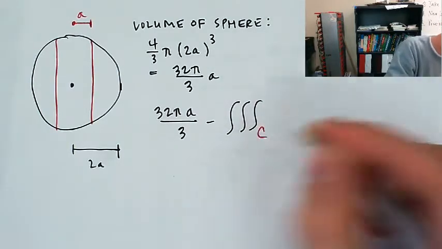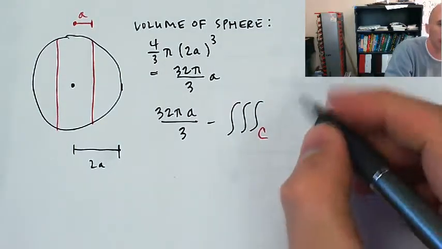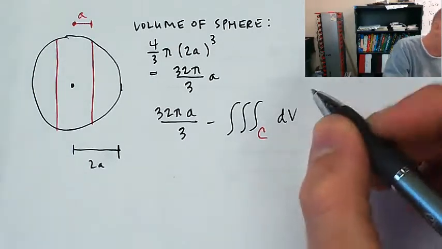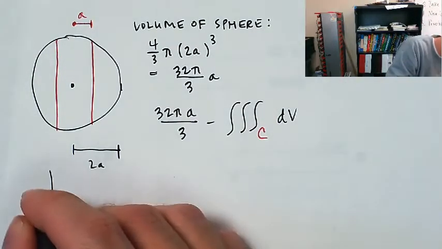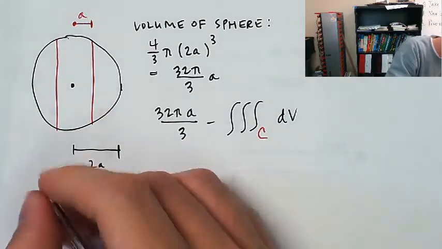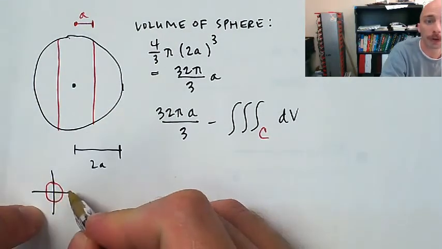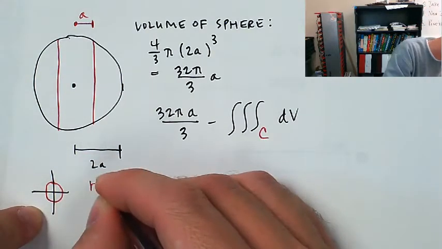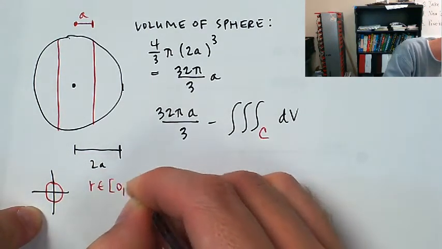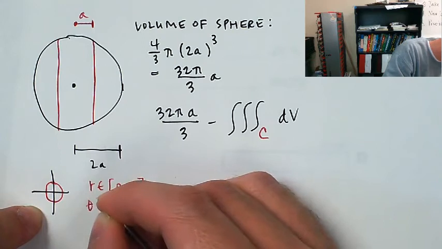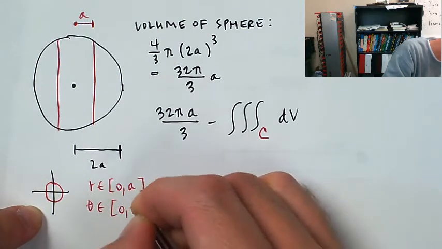I'll call it the cylinder, cylinder C dV. To look at it from the top, the cylinder looks like this. It's got a radius of a, so it looks like that. R is going to run from 0 to a. Theta is going to run from 0 to 2 pi.